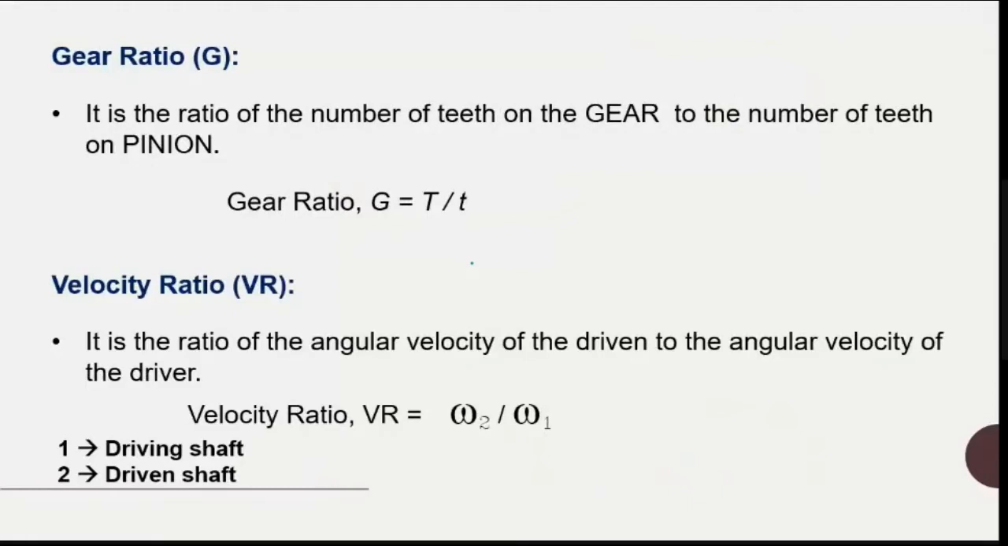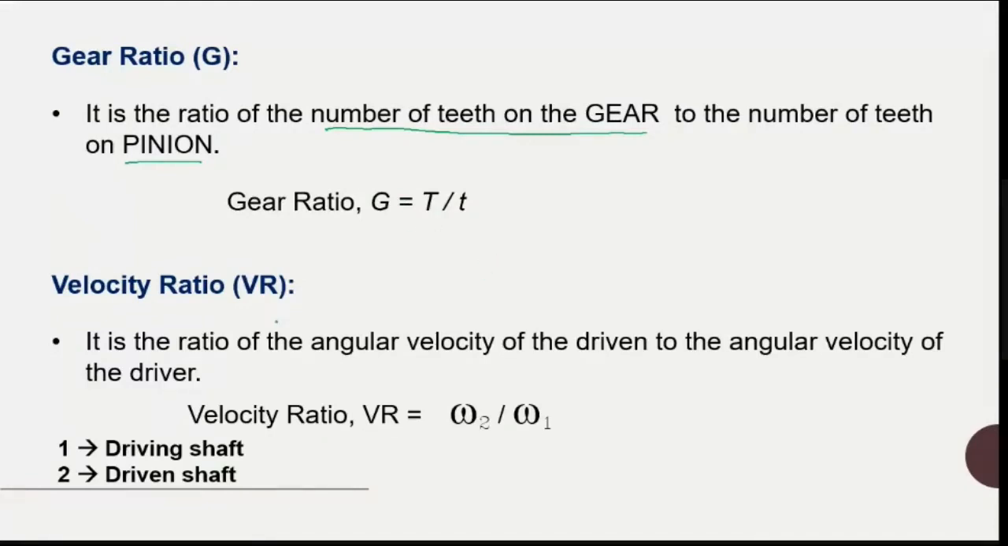Okay. So the next one is gear ratio. The gear ratio is the ratio of the number of teeth on the gear to the pinion, which means the larger gear divided by the smaller gear. Capital T is the larger gear, and small t is the smaller gear. So G is equal to capital T by small t. This is your gear ratio.